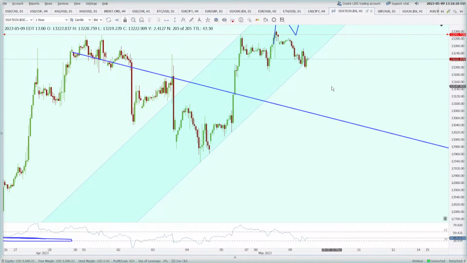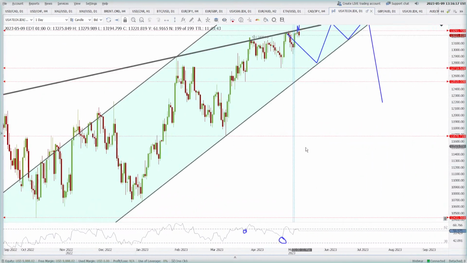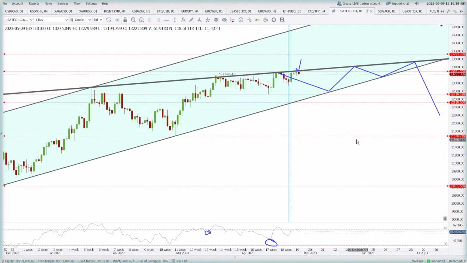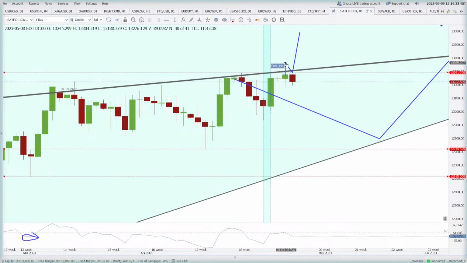USA Tech, well, I am very bullish in this market. Why I am bullish, I will tell you on the daily. Look at yesterday's bullish pin bar. I will remove this. This bullish pin bar actually pierced these previous highs. These previous highs were around 13,288.889, and yesterday it made a high of 13,304.21. This was the highest high that the price has made, and today this is an inside bar.